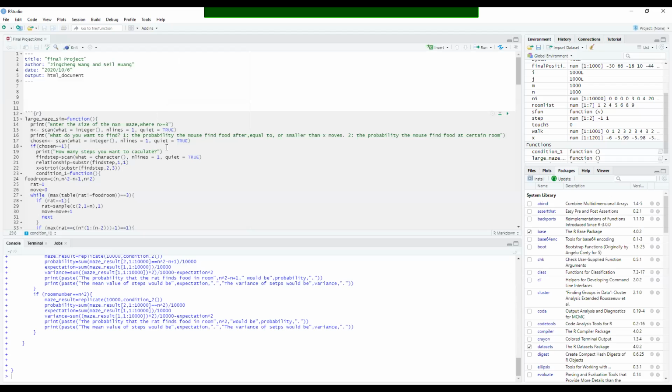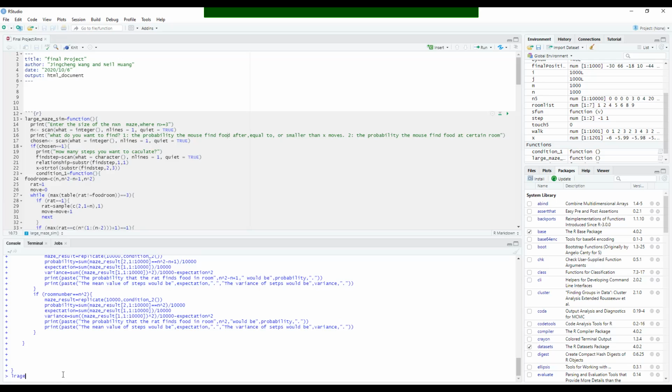So now we will go into our simulations to show you our rat problem in R. In RStudio, we constructed an interactive program that can tell you the probability of the mouse finding the food in certain steps with a designated matrix.